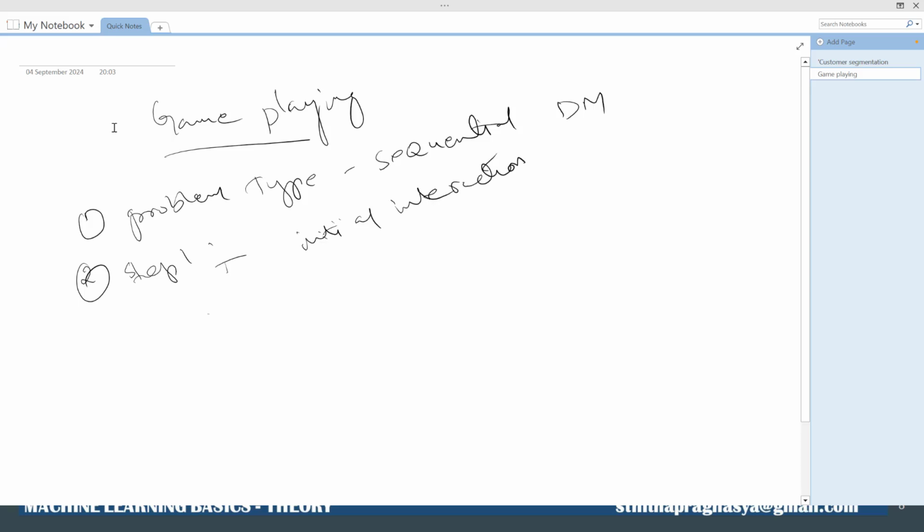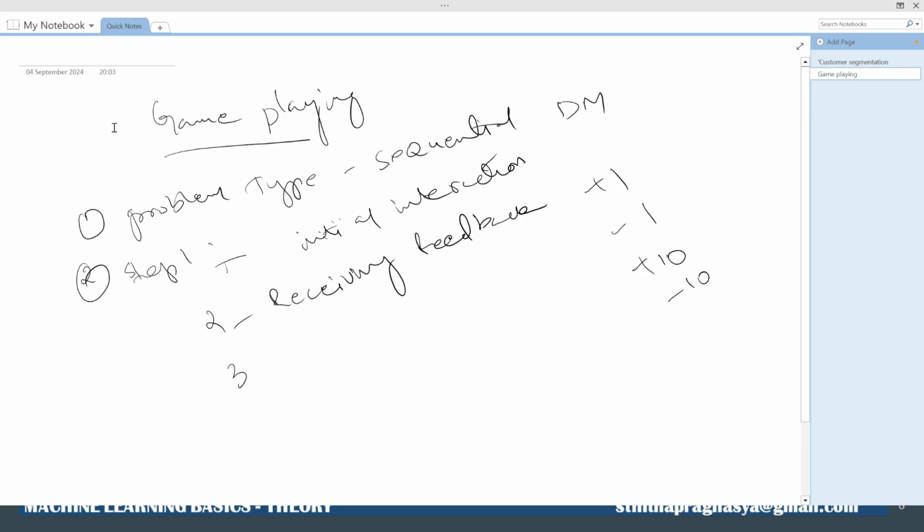Okay, step two would be receiving feedback. After each move, the game transitions to a new state and the agent receives a reward. For example, a positive reward, let's say +1 for capturing an opponent's piece, -1 for losing a piece, +10 for winning the game, -10 for losing the game.